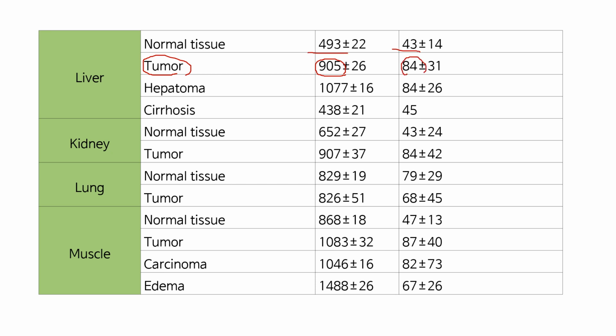Okay, in kidney, tumor tissue and normal tissue. Okay, so you can see the same behavior. In muscle, you can see the same behavior. Okay.